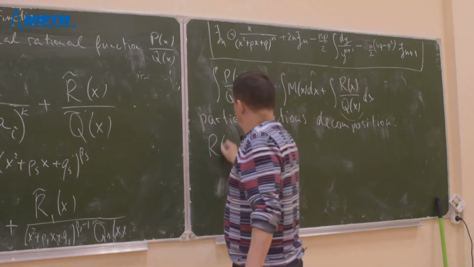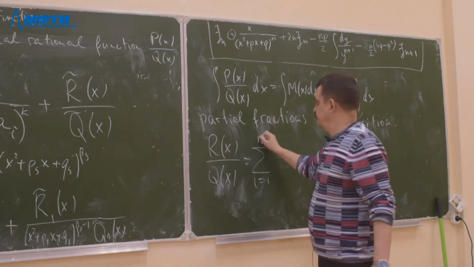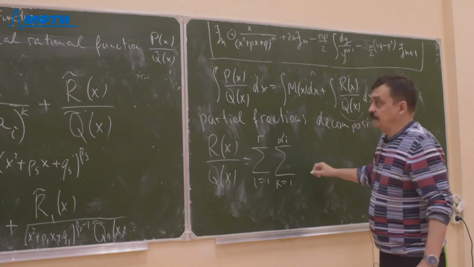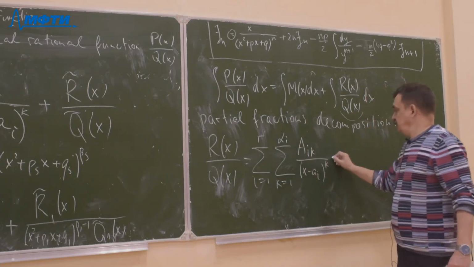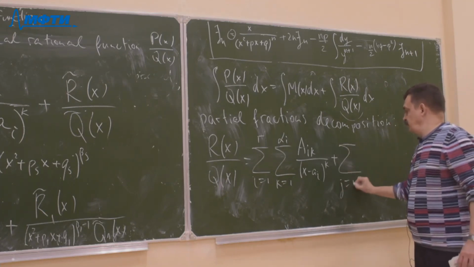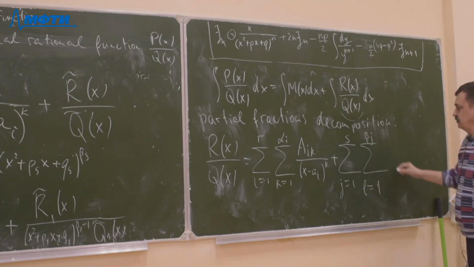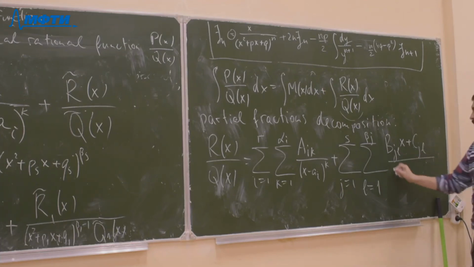So, partial fraction decomposition. That is, a proper rational function can be written as that sum of terms a i k over x minus a i to the power k, plus sum j from 1 to s, sum l from 1 up to beta j, b j l x plus c j l over x squared plus p j x plus q j power l. That is partial fraction decomposition.